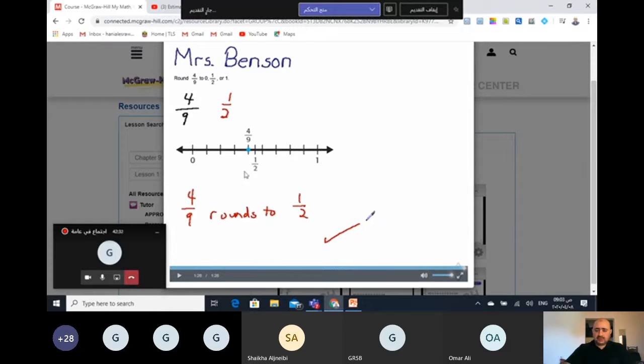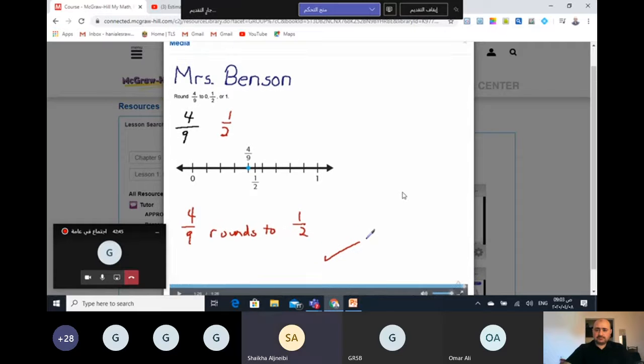And we have a rule here, the second case, round to the half: if the numerator is about half of the denominator, I can round to the half.